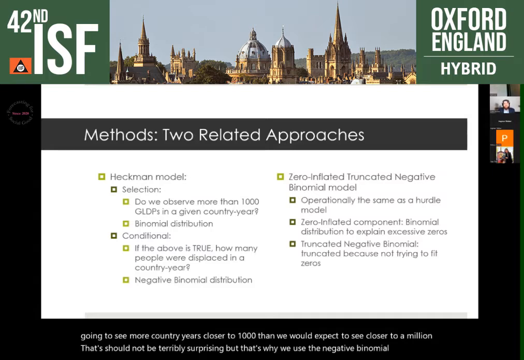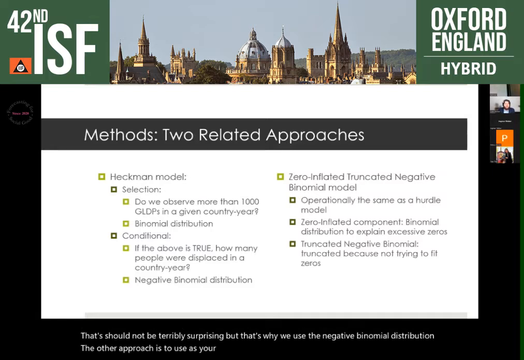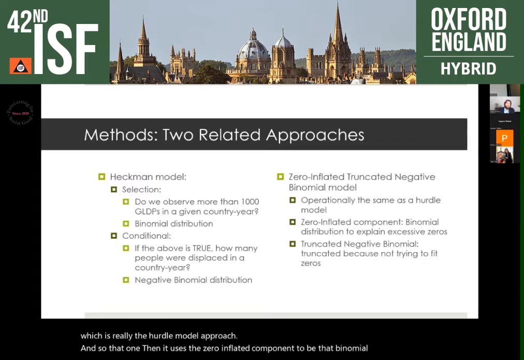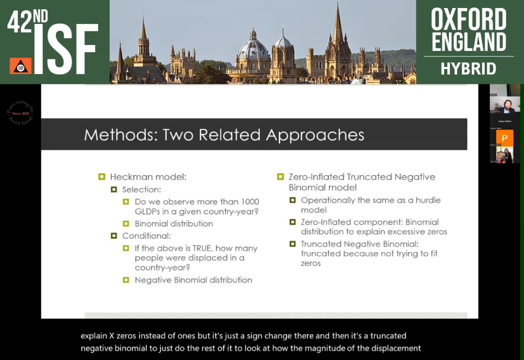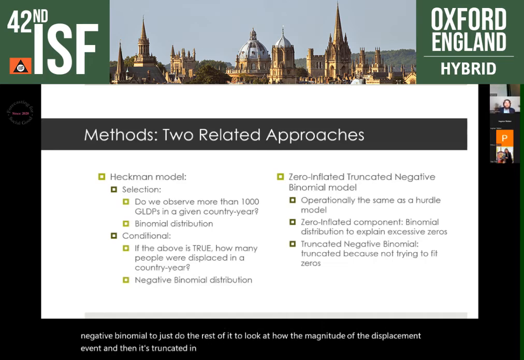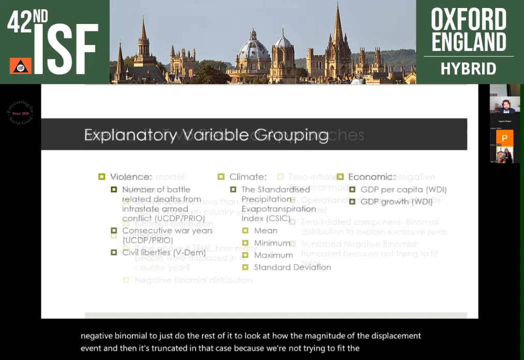The other approach is to use a zero-inflated truncated negative binomial model, which is really the hurdle model approach. That one uses the zero-inflated component as the binomial distribution, explaining zeros instead of 1s, but it's just a sign change there. And then it's a truncated negative binomial to do the rest of it, to look at the magnitude of the displacement event. It's truncated in that case because we're not trying to fit the zeros themselves.